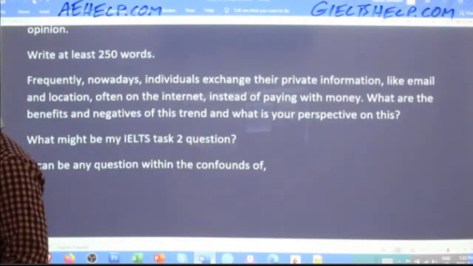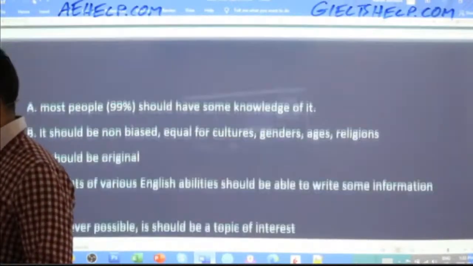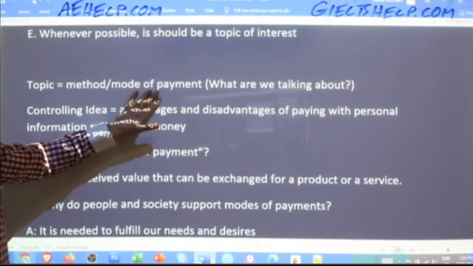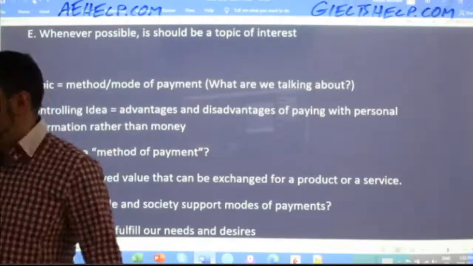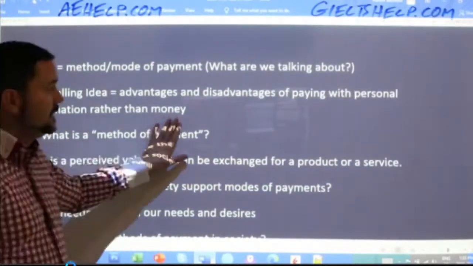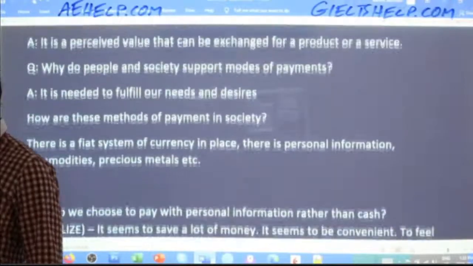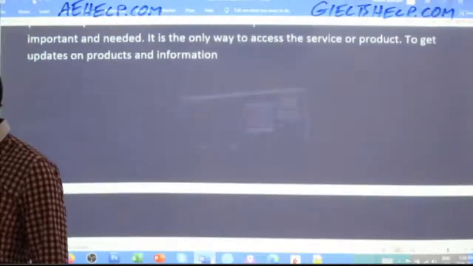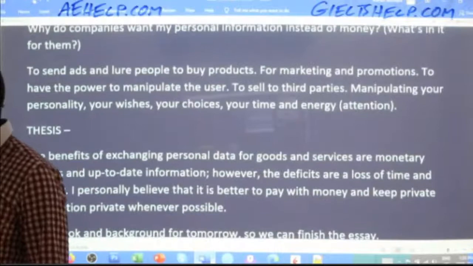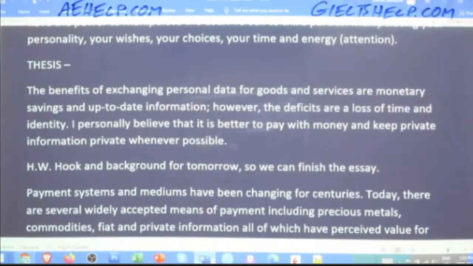Okay, we paraphrased that question. We came up with some vocabulary. We started to think about it a bit more deeply. And we identified the topic as the means of payment, so methods, modes, means of payment, and the controlling ideas as the advantages and disadvantages of paying with personal information rather than money, and of course, our own opinion within that frame. We talked about why we pay with personal information and why companies enjoy getting paid with personal information, and we came up with our thesis statement.